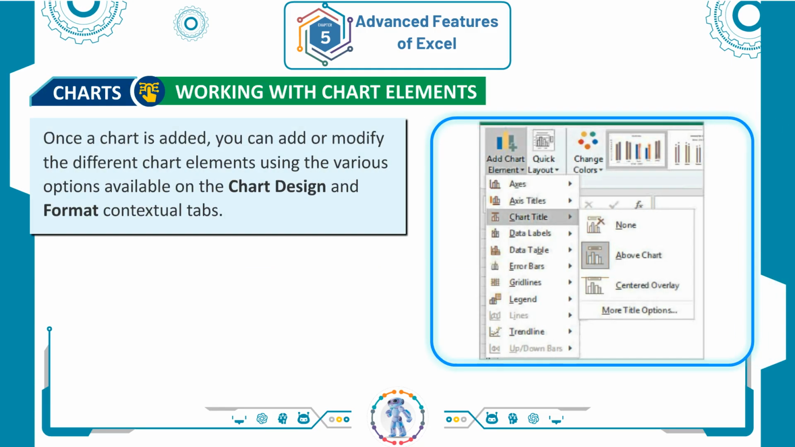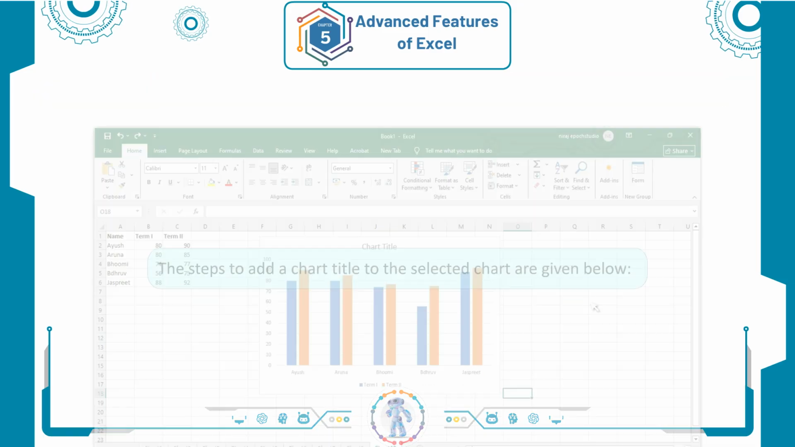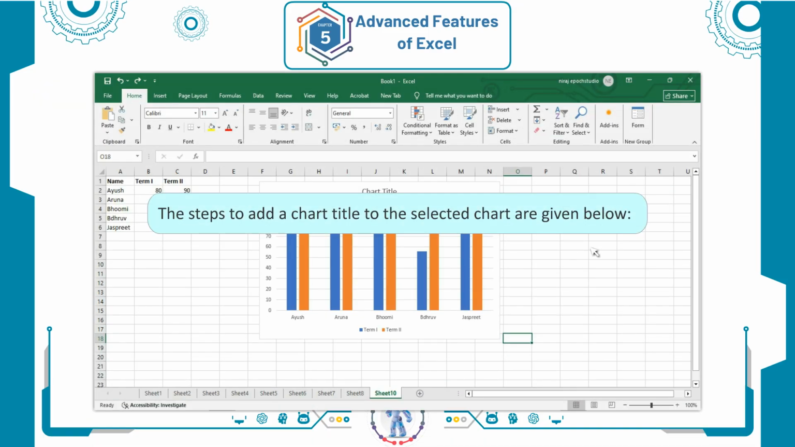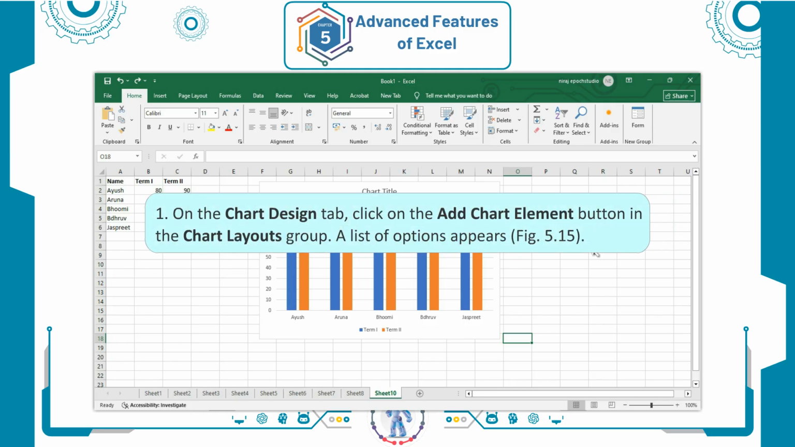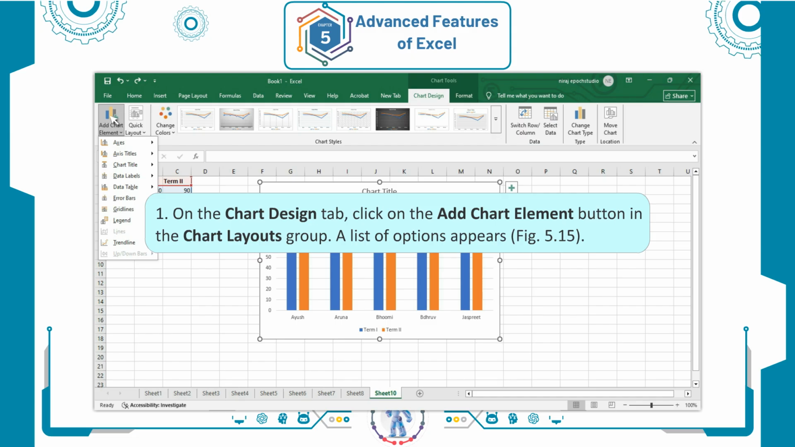Working with chart elements. Once a chart is added, you can add or modify the different chart elements using the various options available on the Chart Design and Format contextual tabs. Inserting a chart title. The steps to add a chart title to the selected chart are given below. 1. On the Chart Design tab, click on the Add Chart Element button in the Chart Layouts group.